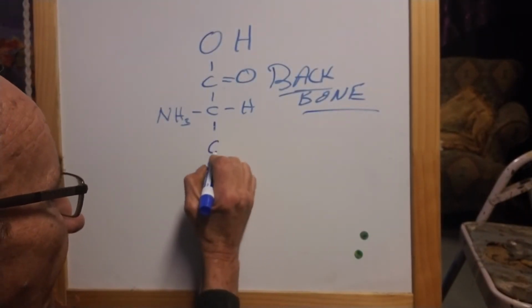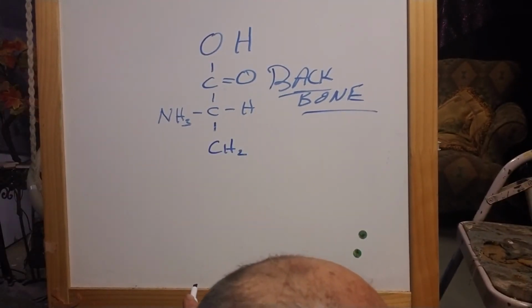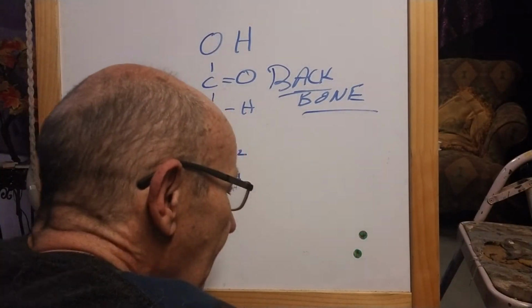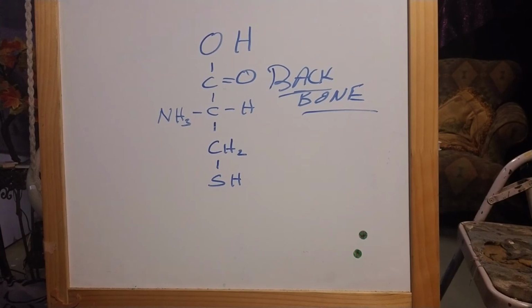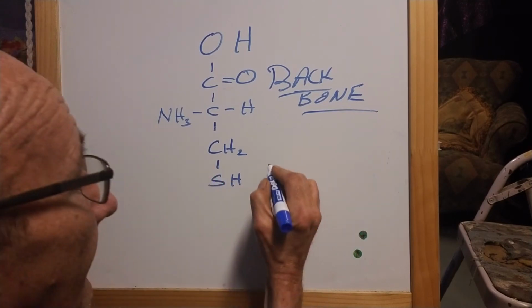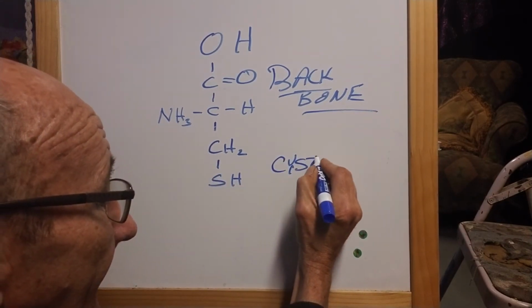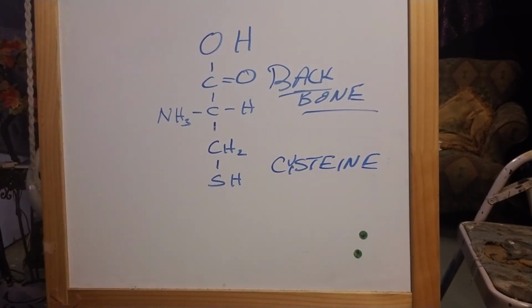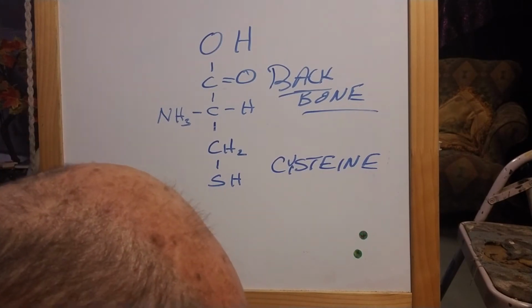We could have CH2 with a sulfur. This is why sulfur, which is also in eggs, by the way, is so important to your intake, because sulfur is a part of several amino acids, of which this is one. Cysteine. But oddly enough, this is not an essential amino acid. The body can make this from other ones. And it can make it from this.